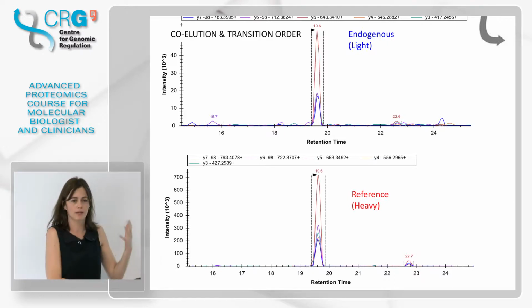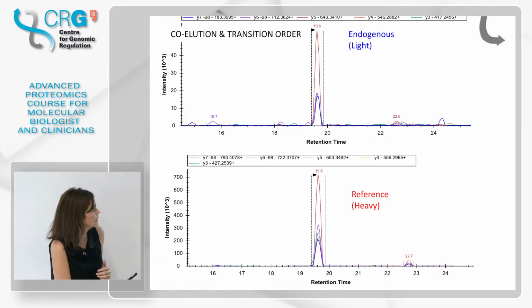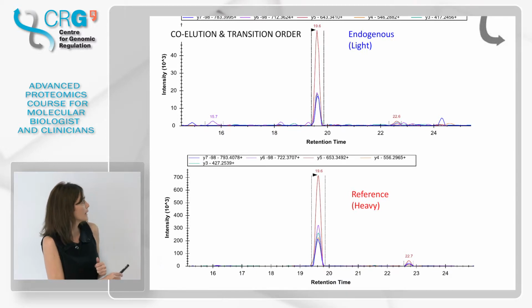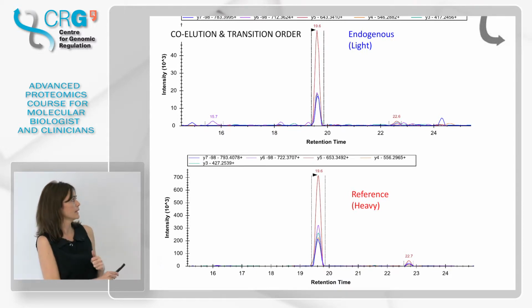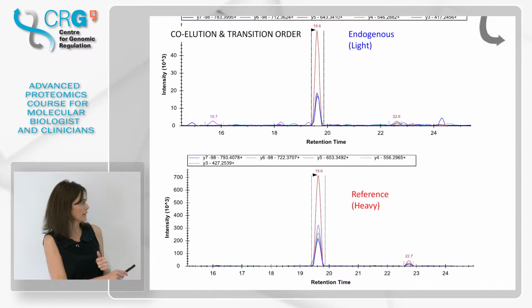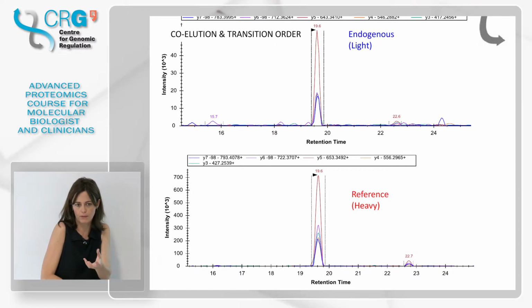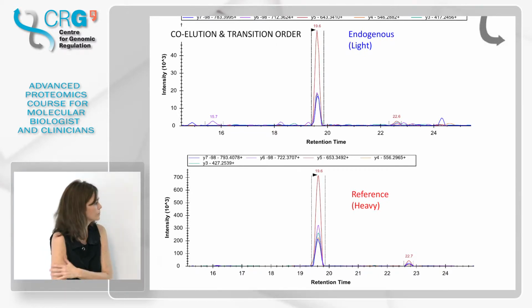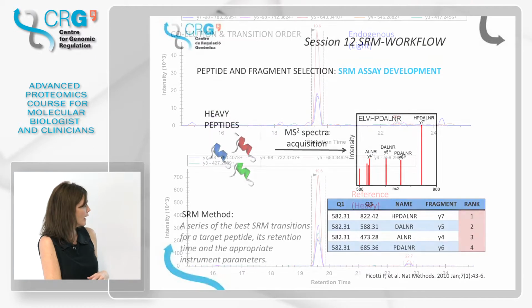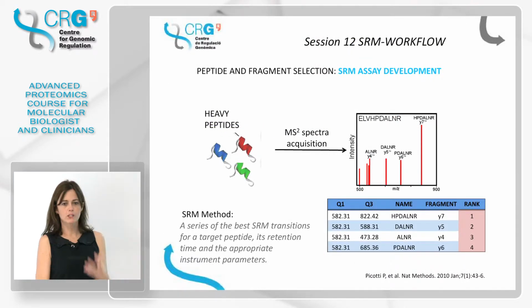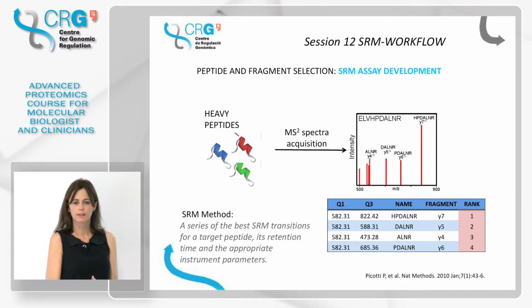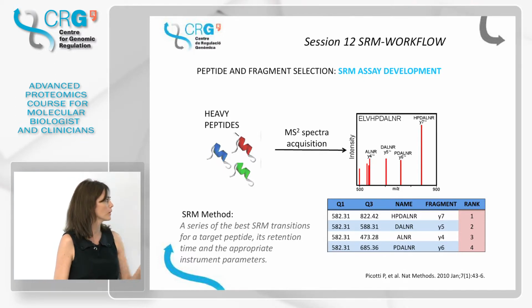Okay? So this is how the SRM would look. This is your endogenous or light peptide at the same retention time as your heavy reference. They coelute, like we have been saying. The order of the transitions, meaning the ranking of these fragments, is the same. And once you have your heavy peptides, then you go ahead and make your SRM assay development.